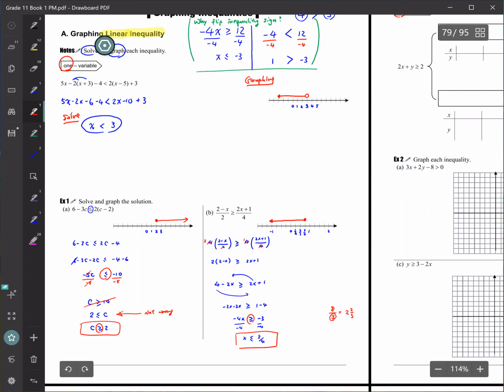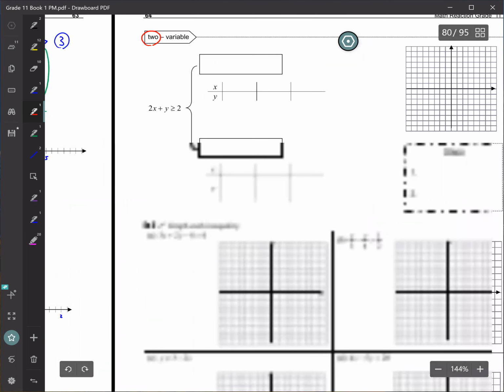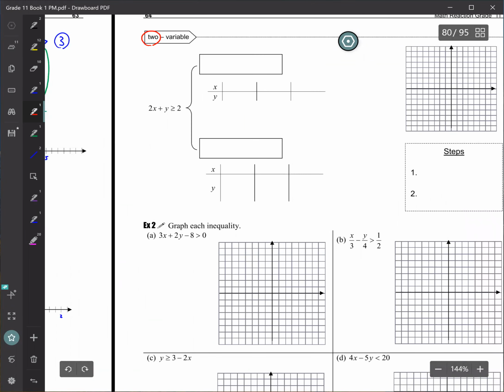All right, so let's continue. Now we finished one variable for linear. We'll look at two variable for linear. Two variable means the inequality will have y as well. So if there's a y and x, we cannot really isolate, because if you isolate x, then you will have y on the other side.